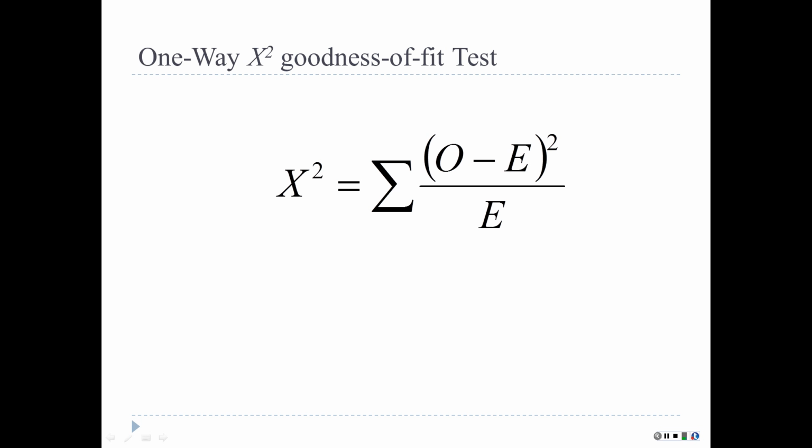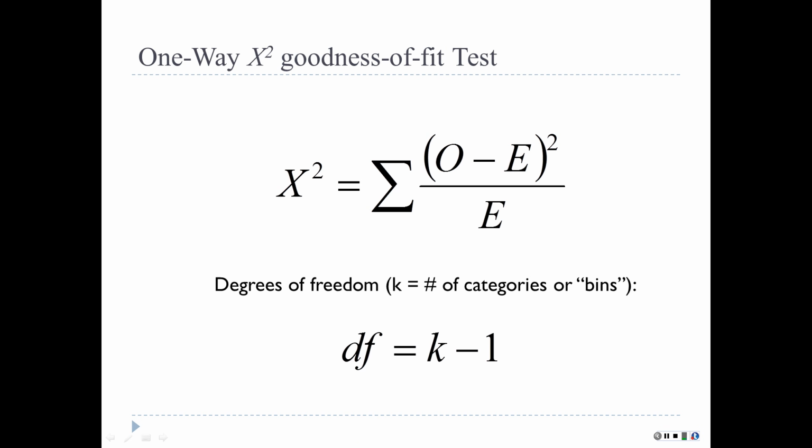And then you just take that chi-squared value and you look at a table. And the table in the back of your book is going to tell you that you need to know the degrees of freedom. Well, the degrees of freedom doesn't have to do with the number of observations. It just has to do with the number of categories. So it's often a pretty small number of degrees of freedom. So the number of categories or bins that you're dealing with. And it's just the number of categories minus 1.